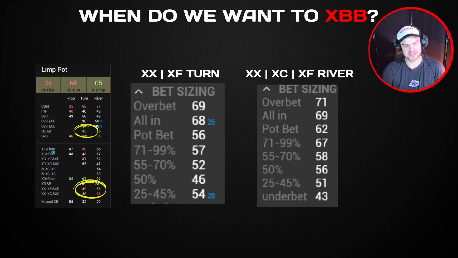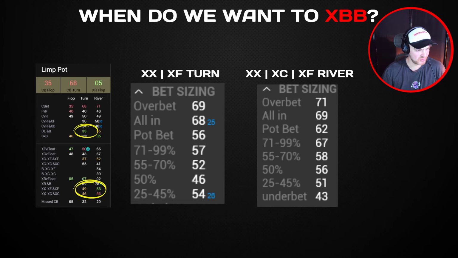By the way, check fold versus float. When they check call the flop, you can barrel. You can barrel turns and rivers. I didn't actually show it, but you can barrel turns and rivers. From the numbers, it should be profitable, but it is not as good as you might think.